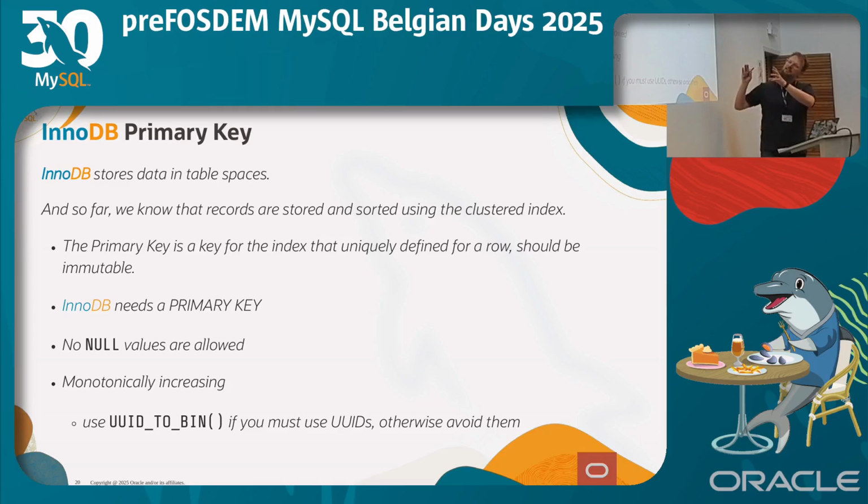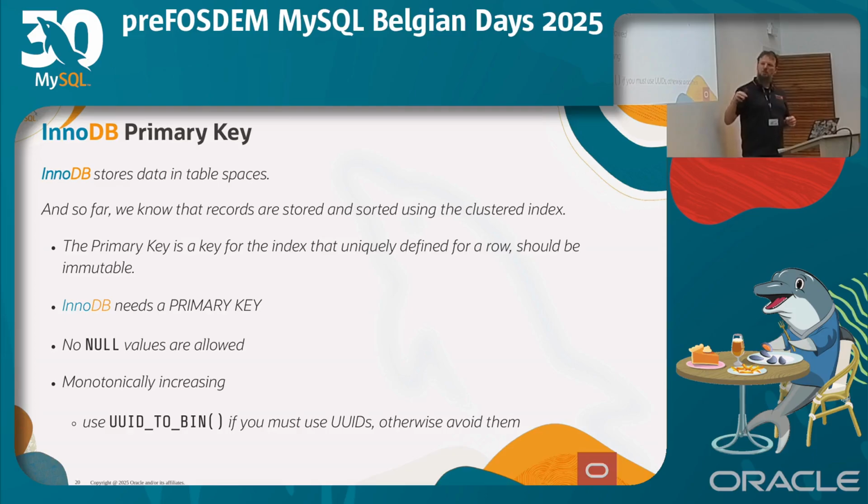So the data that is stored in the table space is stored using this clustered index. And this index, this primary key, will identify a row and should be unique, of course, and most of the time immutable. And InnoDB needs a primary key. In the primary key, no null values are allowed, so you cannot have null values for a primary key. And this is very important, and I will show you also why.